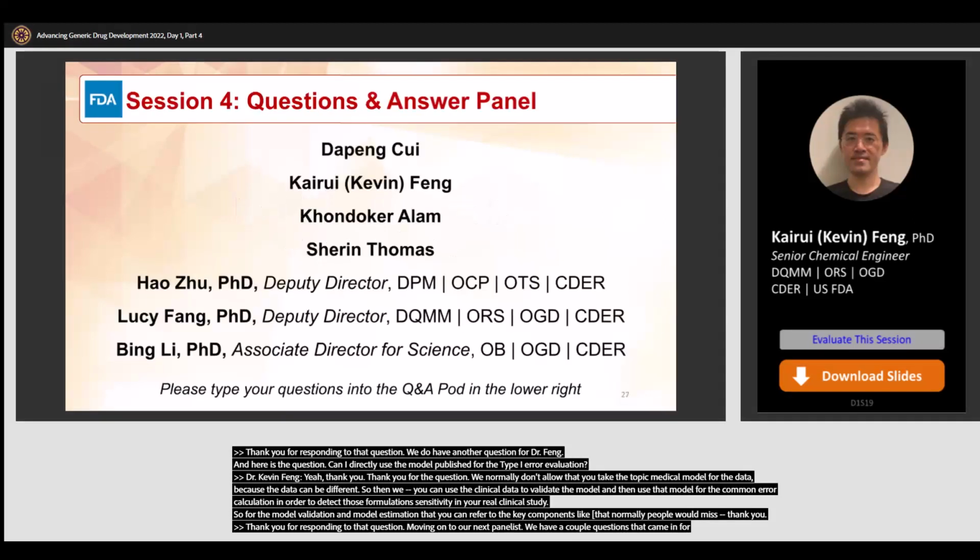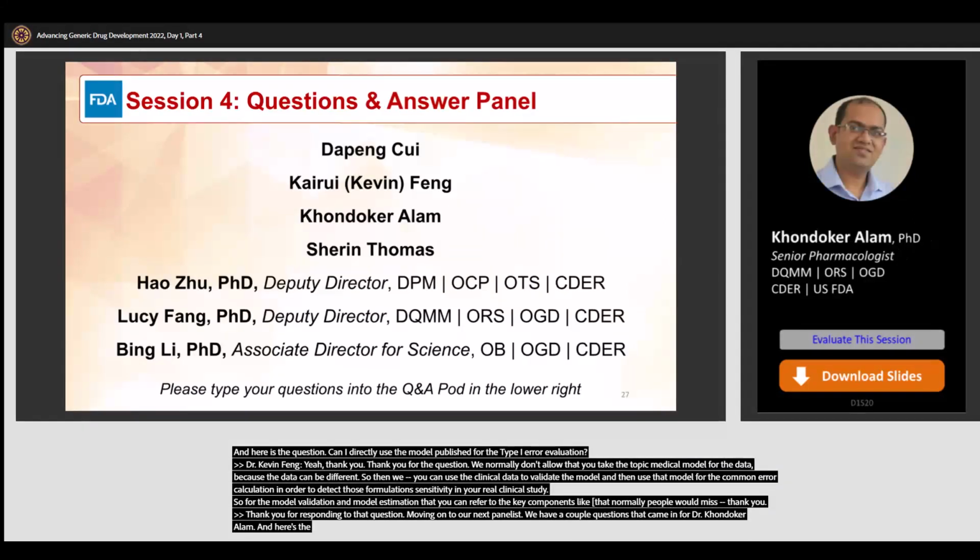Can FDA publish a paper on virtual BE study that is based on a model? We understand the benefits, but who better than the FDA to carry the torch and publish one?